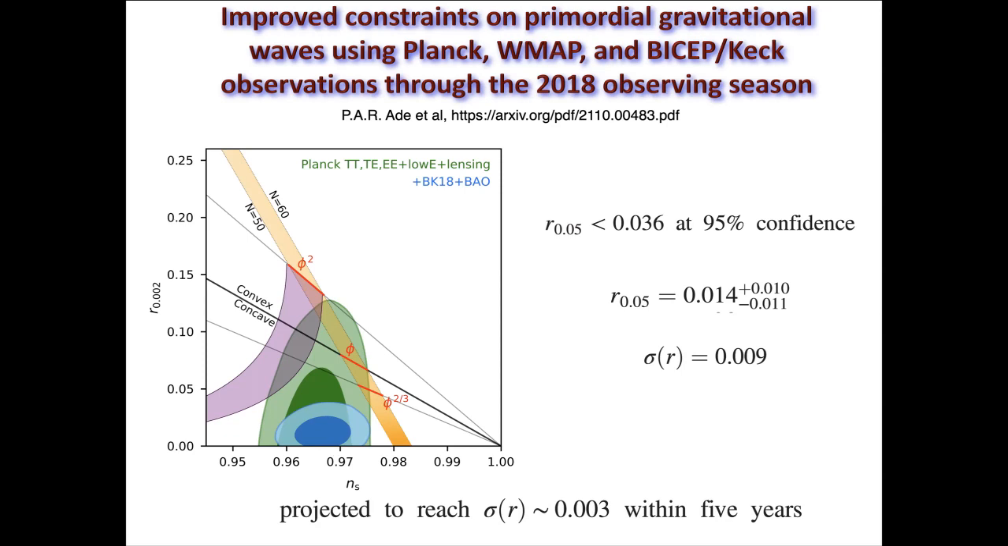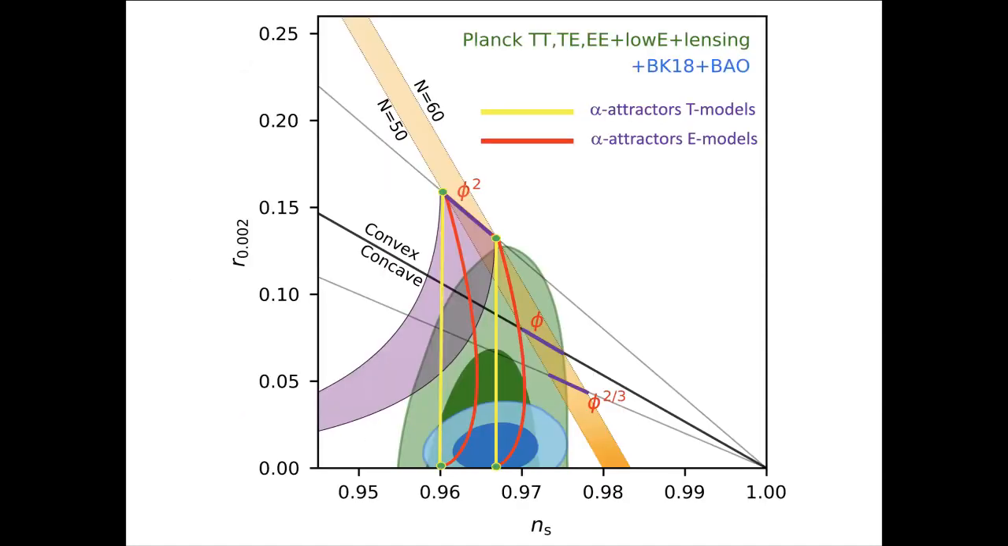And they said, look what we're doing. We have now firmly ruled out all theories phi to the n, all the simplest models of inflation. We firmly ruled out also the natural inflation model, which is shown by the purple part of the graph. So this is our result. Well, what happened is that they forgot to show on this graph the predictions of alpha attractors.